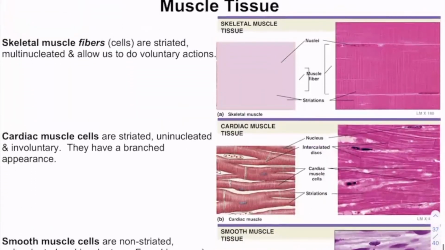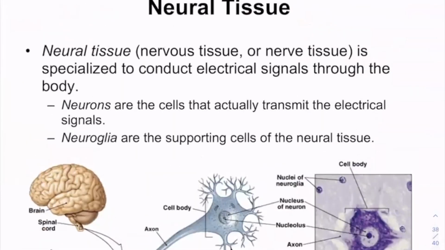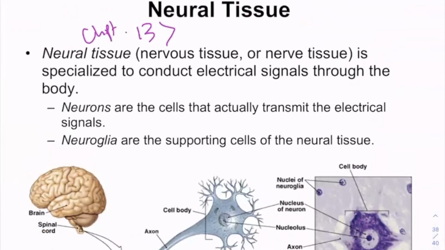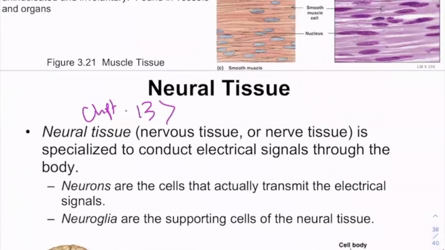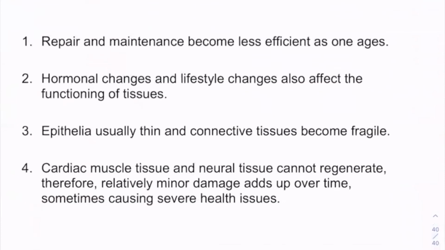Muscle tissue, we're going to get into when we get into chapter 9 and greater, and neural tissue when we get to chapter 13 and greater, so you don't really have to worry. I would just read the captions. I'd read this, this, and this, and understand it. It's pretty self-explanatory, and just basically what the nervous tissue does.